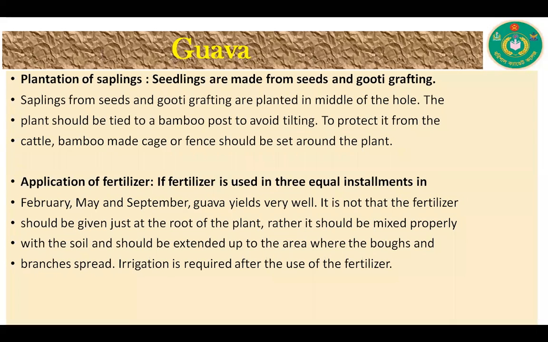Application of fertilizer. If fertilizer is used in 3 equal installments in February, May and September, guava yields very well. The fertilizer should not be given just at the root of the plant. Rather, it should be mixed properly with the soil and should be extended up to the area where the branches spread. Irrigation is required after the use of the fertilizer.